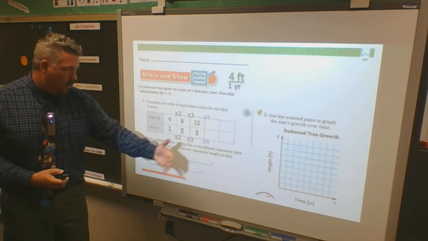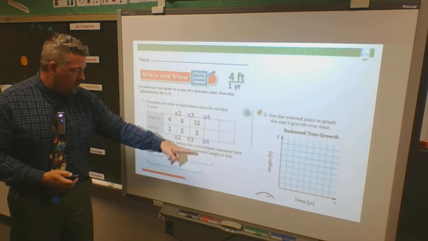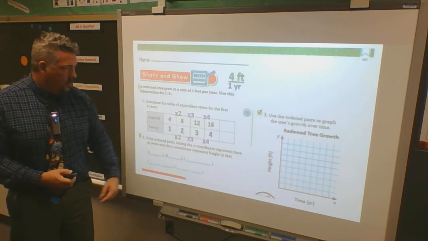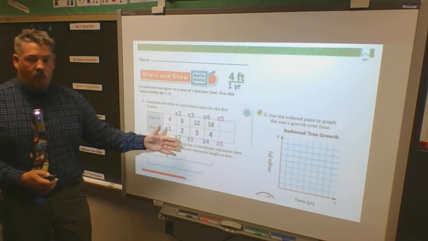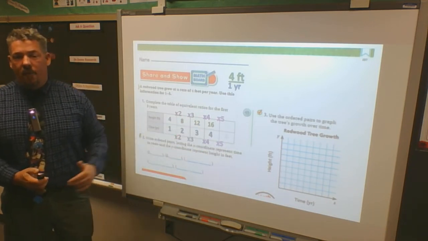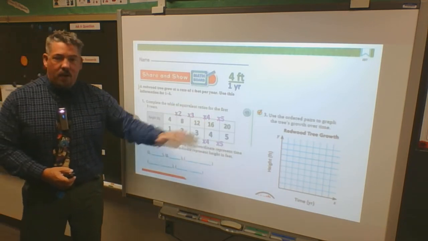Then I'm going to multiply by 4's. 4 times 4 is 16, and 4 times 1 is 4. And then I multiply by 5's. So 5 times 4 is 20, and 5 times 1 is going to give me my 5. So I have everything matched up.